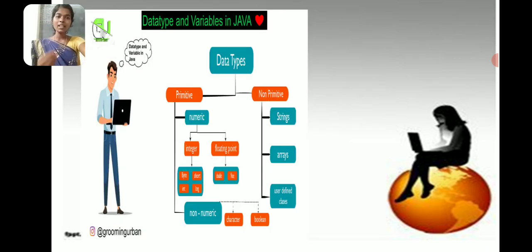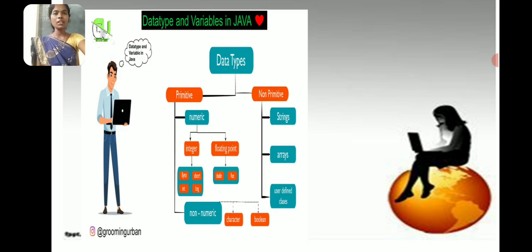Data types are divided into two parts, primitive and non-primitive. The primitive types are divided into two parts. The first one is numeric and the next one is non-numeric. The numeric types are divided into two categories. The first is integer and the next is floating point.